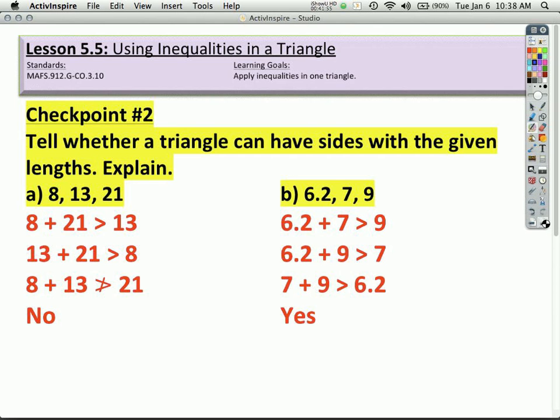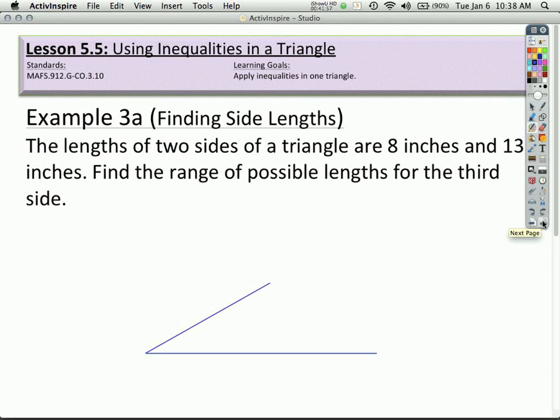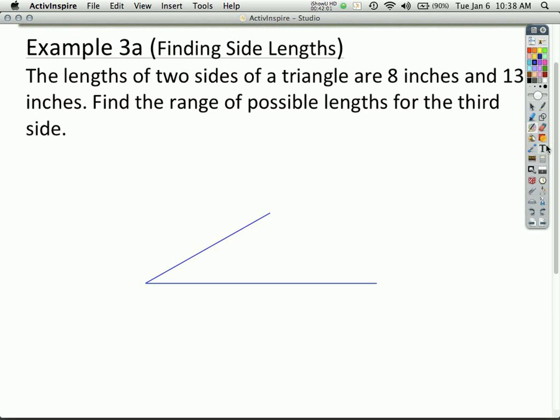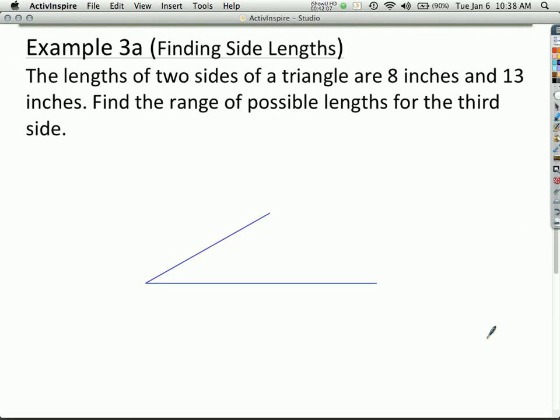Okay, so now, what if we take it a step further? What if we actually wanted to know the length of the third side if I have two sides given to me? Or what possible sides could be the third side?